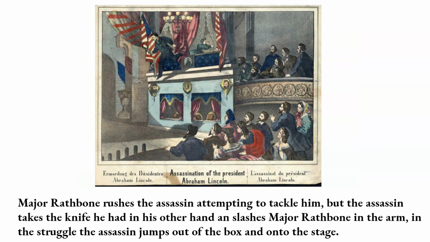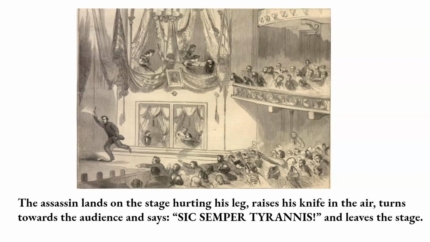Major Rathbone, who accompanied the Lincolns, rushes the assassin, attempting to tackle him, but the assassin takes the knife he had in his other hand and slashes Major Rathbone in the arm. It's a very serious injury. In the struggle, the assassin jumps out of the box and onto the stage. The assassin lands on the stage, hurting his leg, raises his knife in the air, turns towards the audience, and says, "Sic semper tyrannis," and leaves the stage.